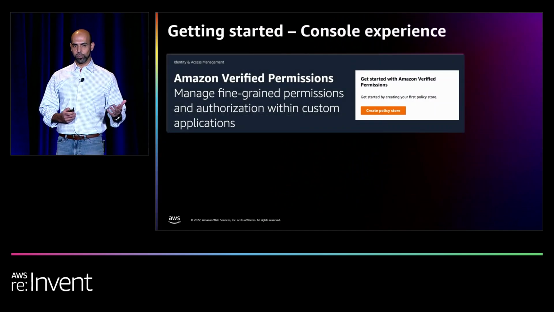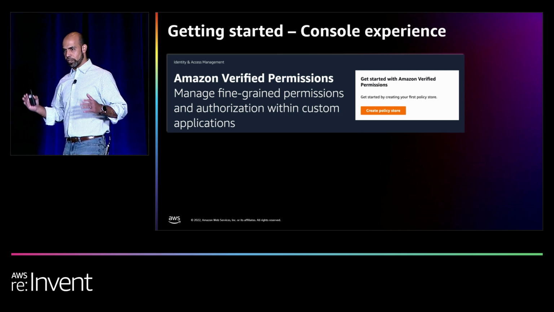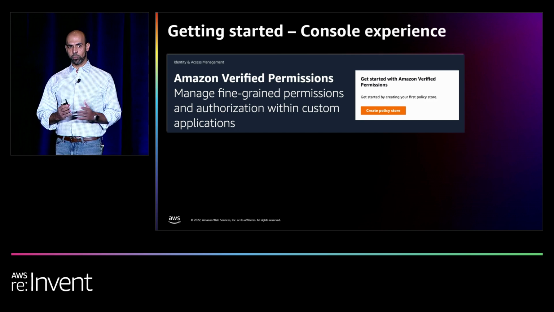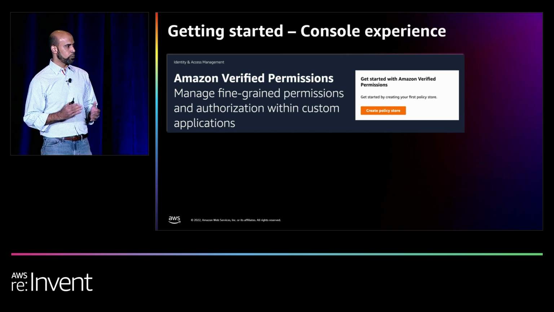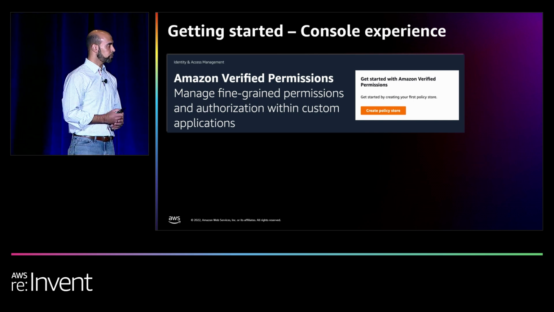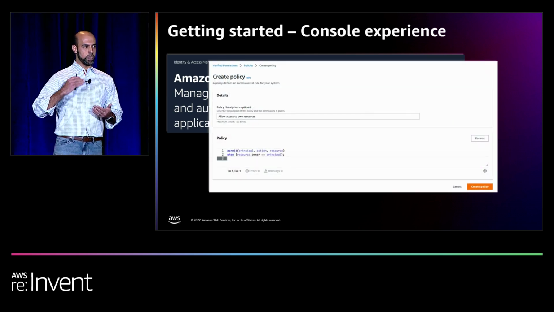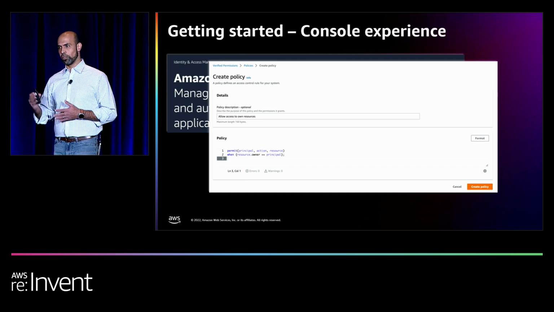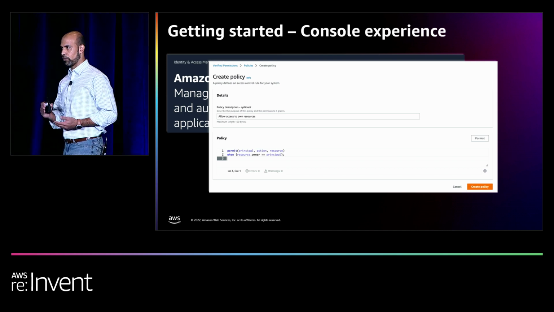So first, to get started from the console, the first thing that comes out is you'll be greeted with this screen and asked to create a policy store. You can think about the policy store as a container of your policies. So if you have multiple projects, multiple workloads, probably with different authorization requirements, then you will be creating multiple policy stores. The policy store is a container, but it's empty. So you start filling this policy store with policies. And you can do this simply from the console by providing a policy description and then the policy body itself.